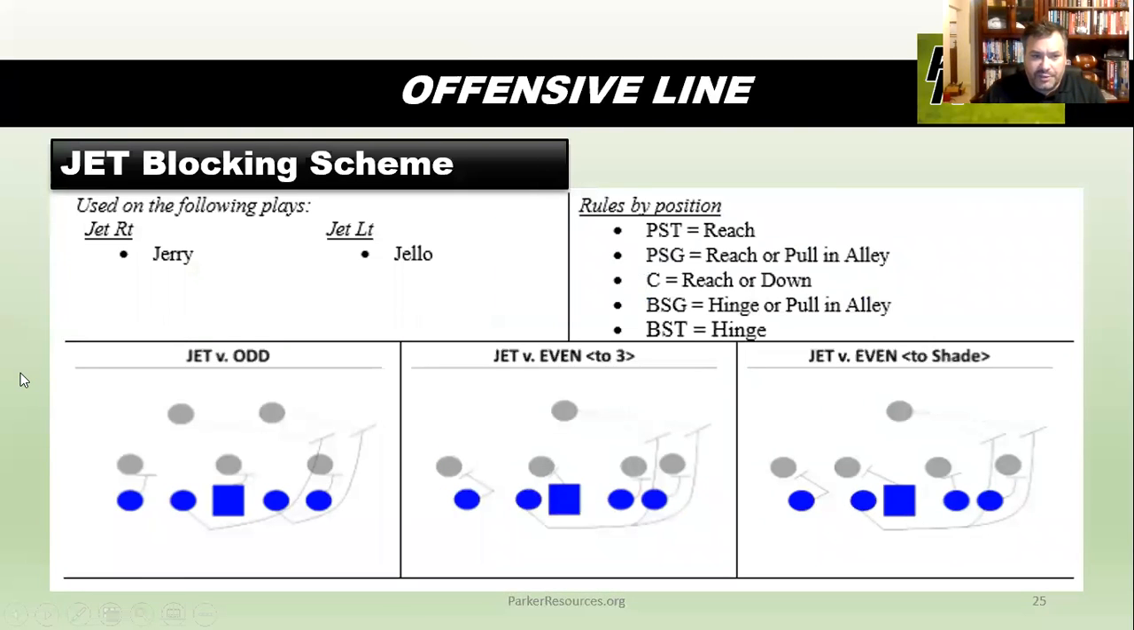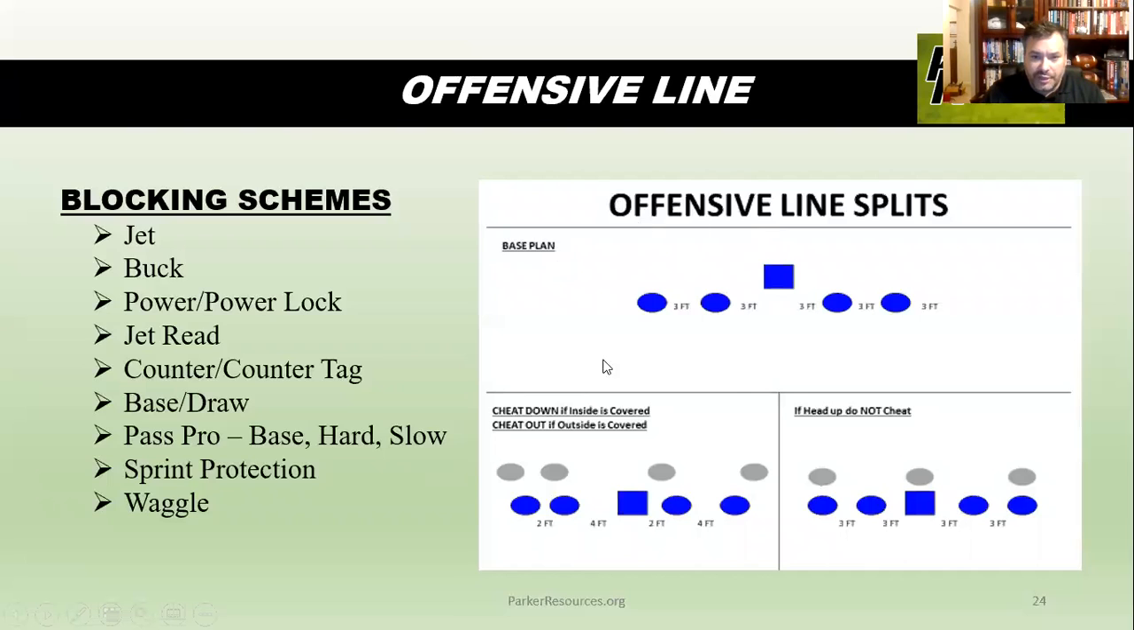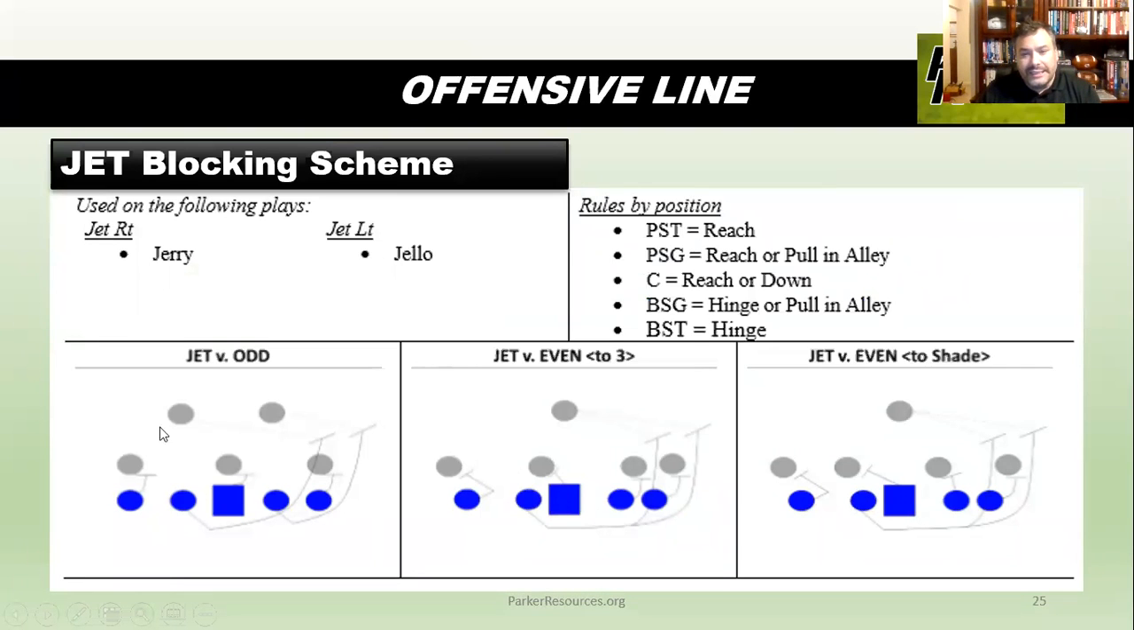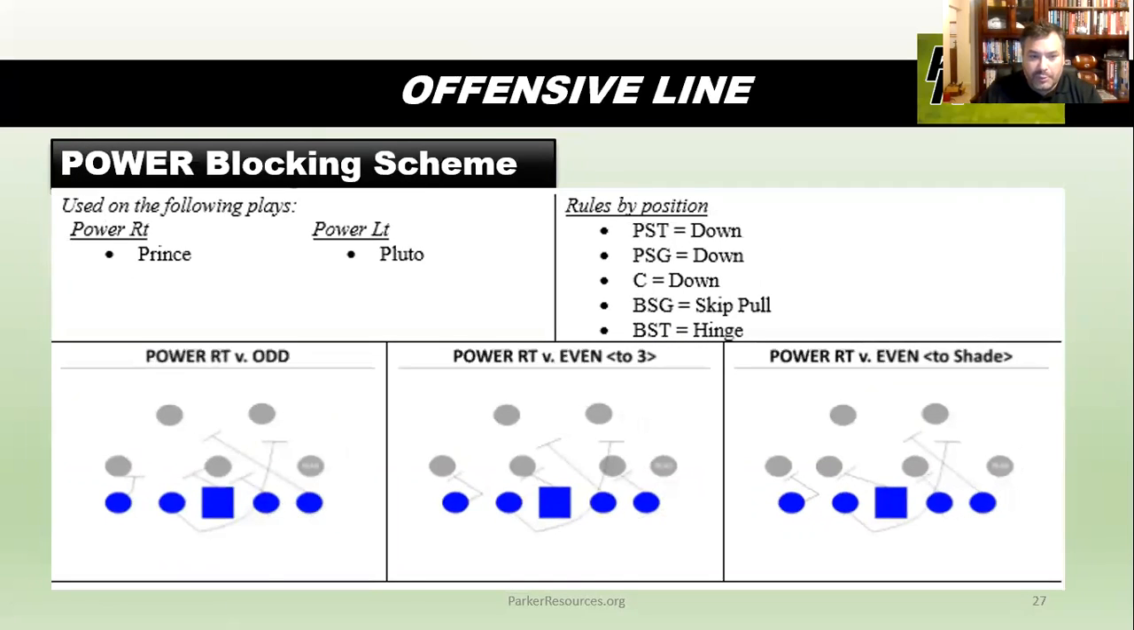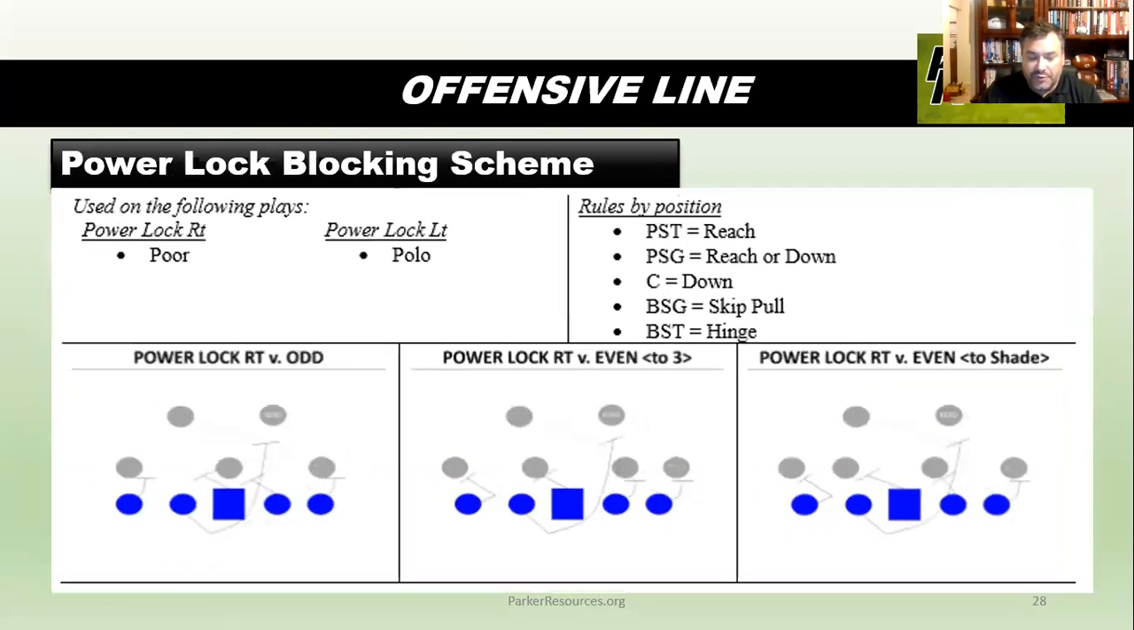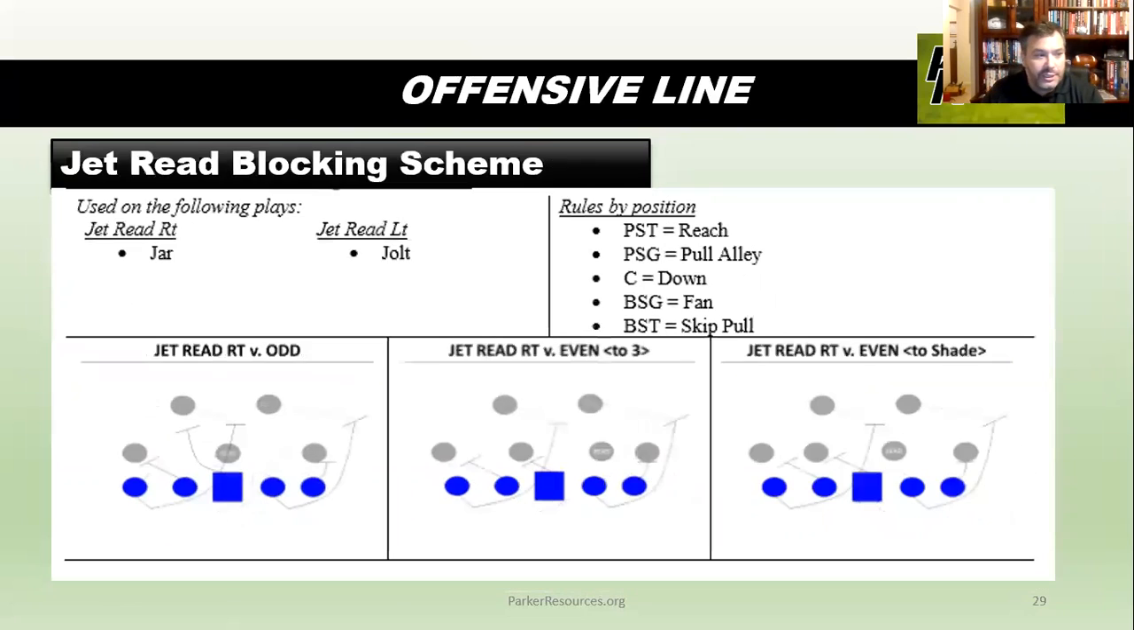Somebody asked me about line splits earlier, in one of the earlier sessions. The base plan would be 3 feet, and we would love to cheat out and back based on covered and uncovered, but we saw so much odd that we just don't harp on it as much anymore. But that would have been the base plan. And these are all just jet blocking schemes. I'm not going to read through them. I'll gladly talk about technique in a minute when we get to pass stuff. But this is what we did for the blocking schemes. Y'all have seen most of these because they were in the previous slides.